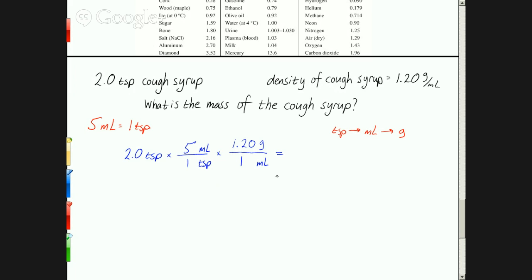All right, so we multiply that out. It should come up to about 12, right? 12.0 grams. And that's the mass of the cough syrup.